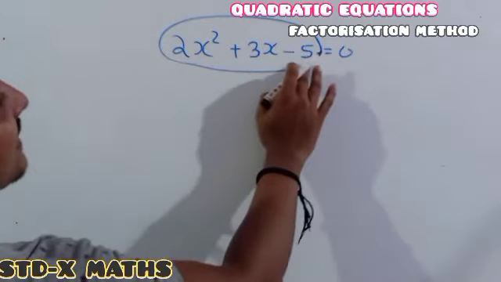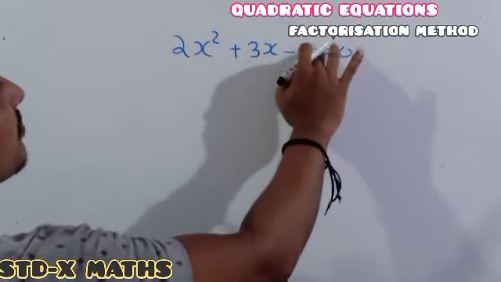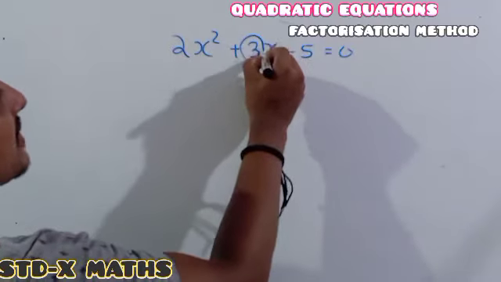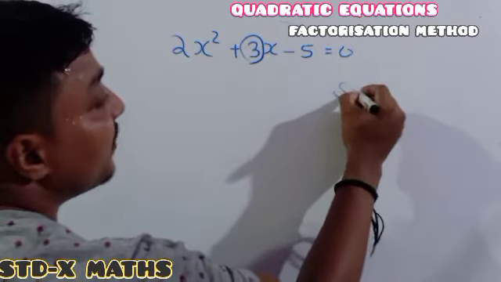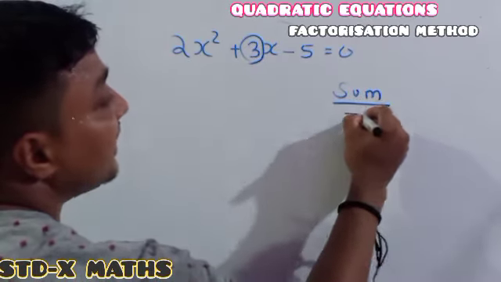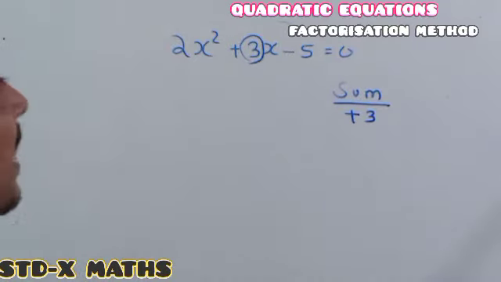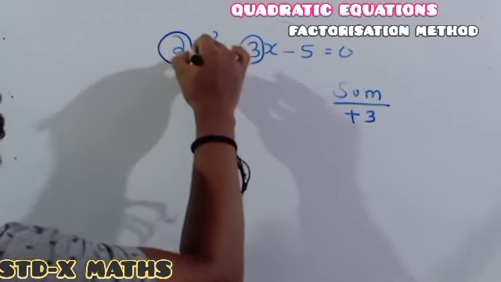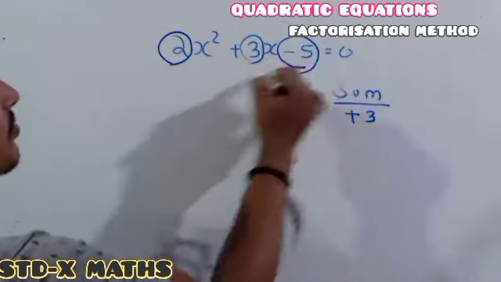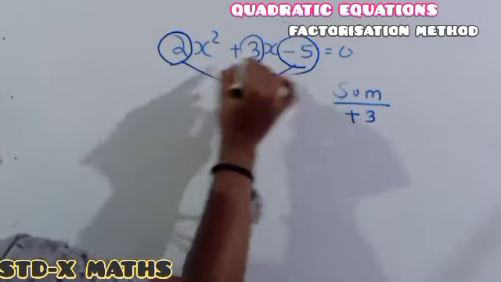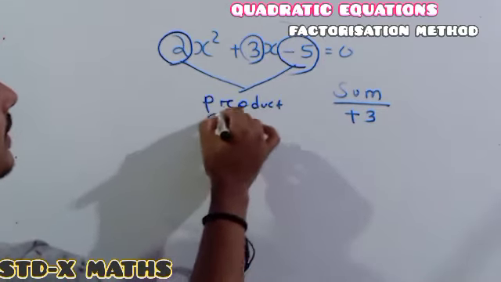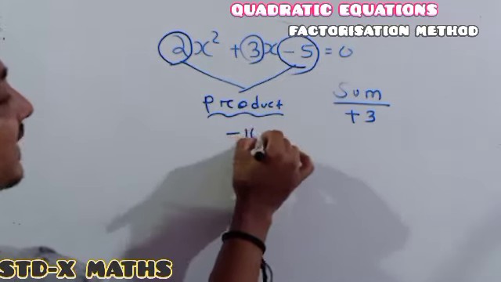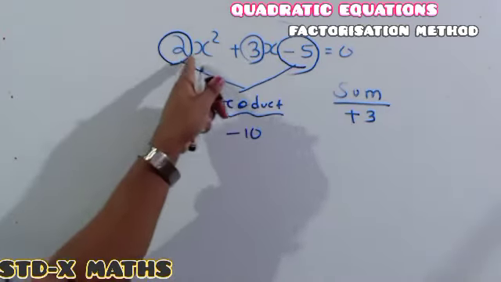Then, after the formula, we do it by splitting the middle term. How to split the middle term? It must be split in such a way that the sum is plus 3. And for the product, remember, it is the coefficient of x square times the constant term. So here the product is 2 times minus 5, which means our product should be minus 10.